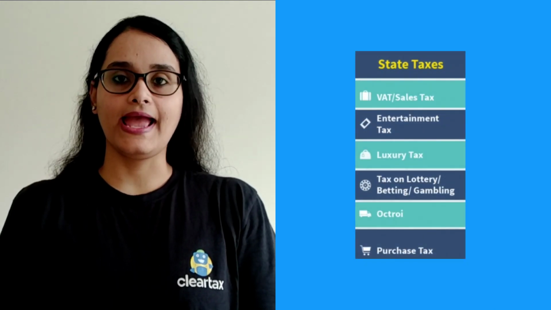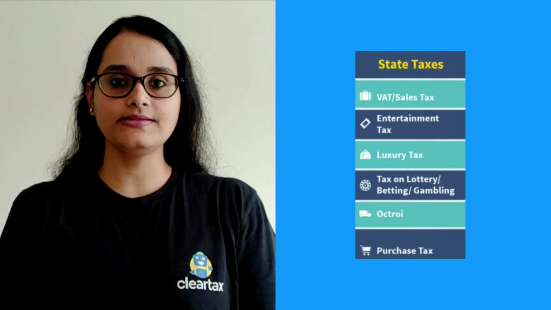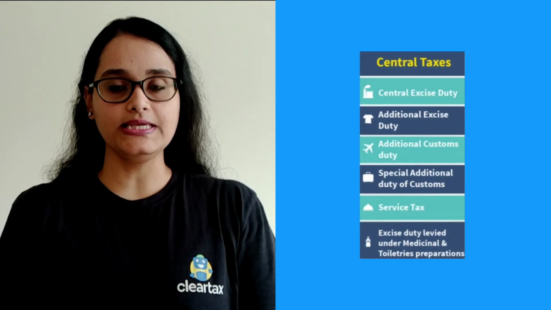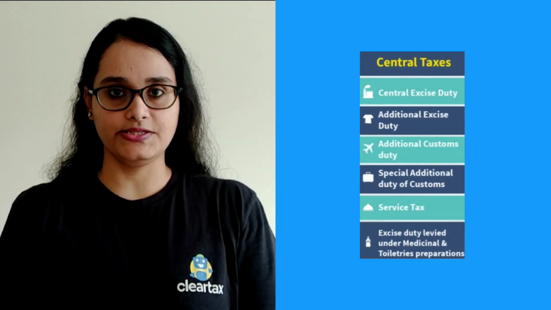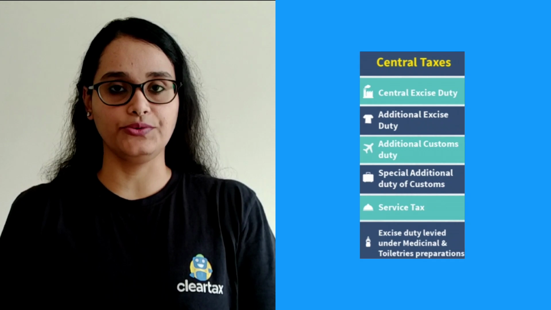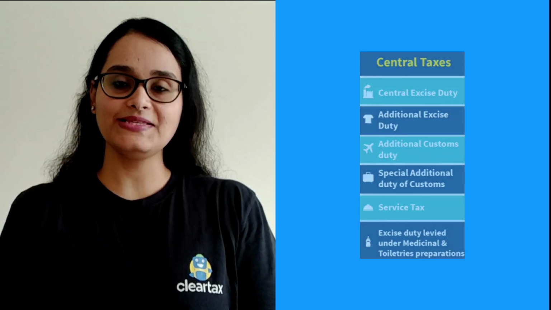Before GST came into picture in July 2017, several state governments and the central government separately levied and collected various types of taxes. For instance, state governments made revenue by collecting taxes such as VAT or sales tax, purchase tax, entertainment tax, luxury tax, and so on. Whereas the central government independently levied and collected taxes such as central excise duty, service tax, additional excise duty, special additional customs duty, and so on.